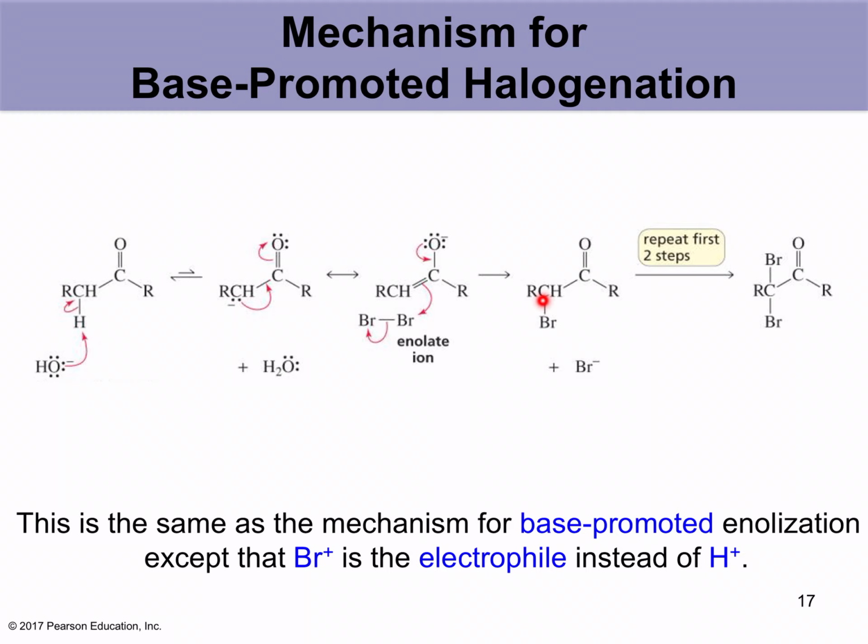Now the same thing can happen again. Once you get to this point, it can go from the beginning. Now here you have another alpha hydrogen. This alpha hydrogen will be taken up by this hydroxide. The same process takes place, and then another bromine will be attached. So repeat the first 2 steps, and then you can have the same thing again. And if this alkyl group has a hydrogen, that would also be replaced with another bromine. This is the same as the mechanism for base promoted enolization, except that Br plus is the electrophile instead of H plus.